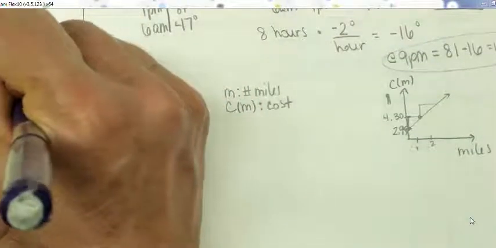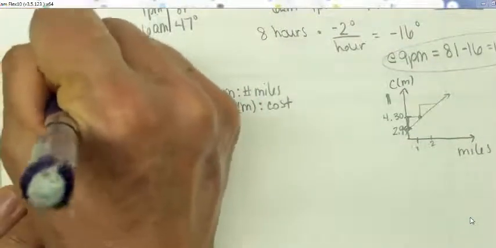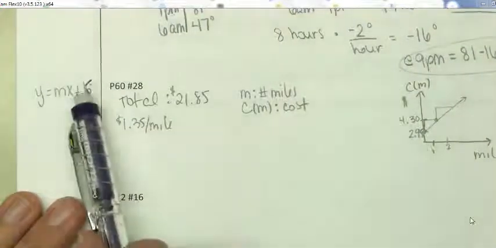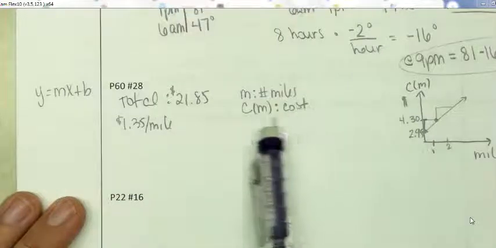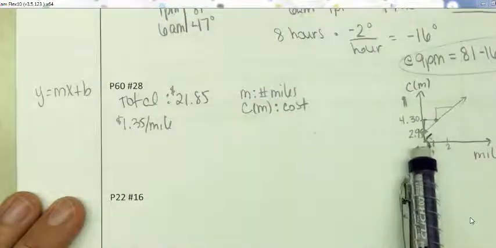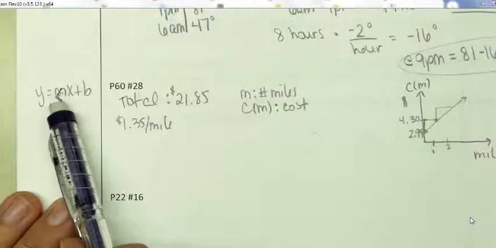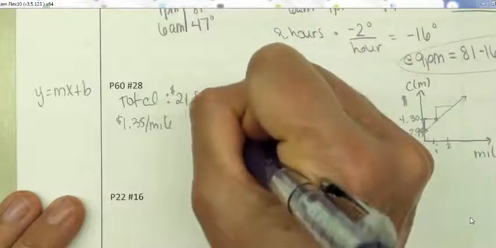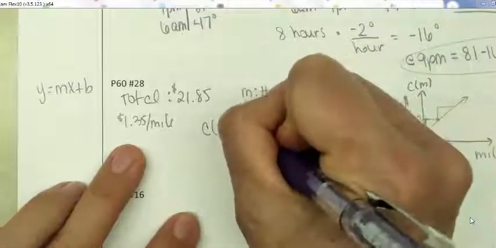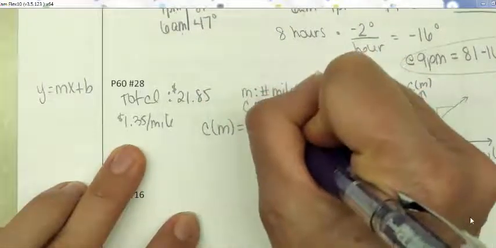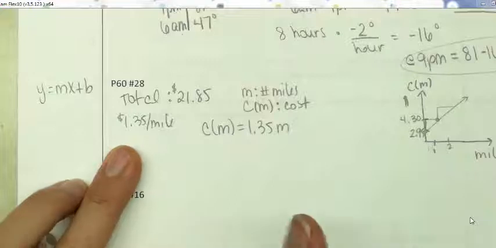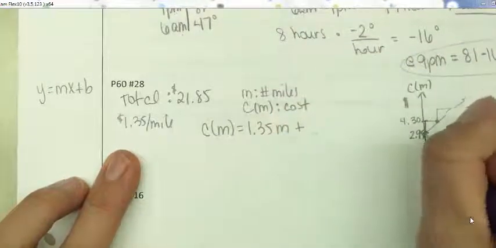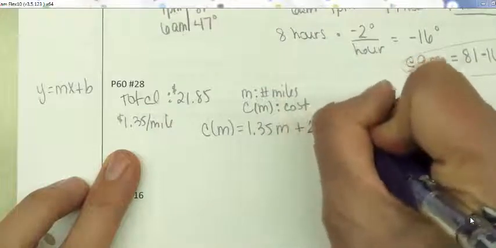Let's recall that a linear function, the form that you're really familiar with, is that, right? So this is like my y-intercept is that $2.95. My rate of change, or my slope, is that $1.35. So basically my equation, C of M is equal to $1.35 per mile, right? I'm letting M be the miles, plus my initial cost just for sitting in the car.